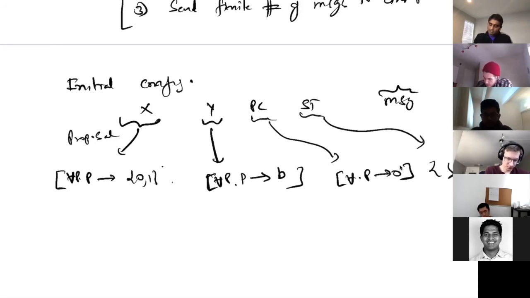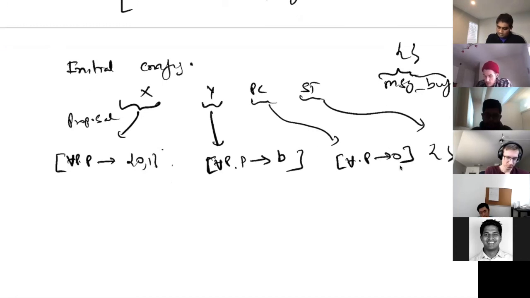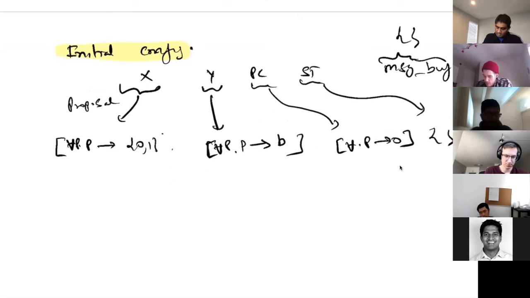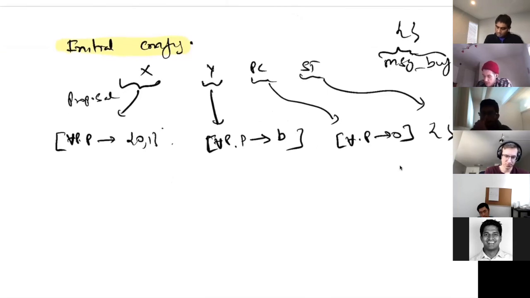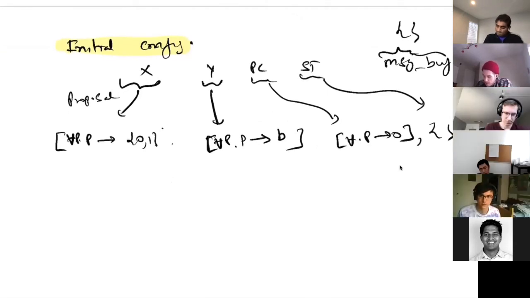And the message buffer could also be an empty set, because you're starting with a state where there are no messages in flight. That is the initial configuration. Is the message buffer per process? No, it's not per process. It's global.